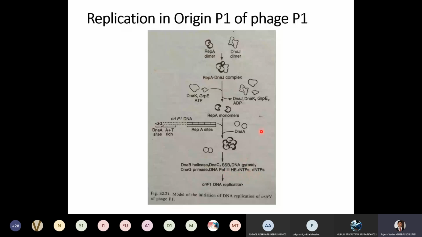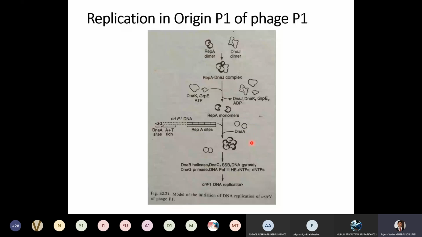That means all the process is the same as what we have discussed in E. coli bacteria. From the addition of the DNA A protein to the last, all this process is the same. That means the whole process that occurs in E. coli bacteria will happen from this step. And this is the additional step that occurs first, when the RAP-A monomer binds with the RAP-A site. Then again the DNA A protein, then DNA B and C protein, then SSB protein, then DNA polymerase III, all this process will be the same.